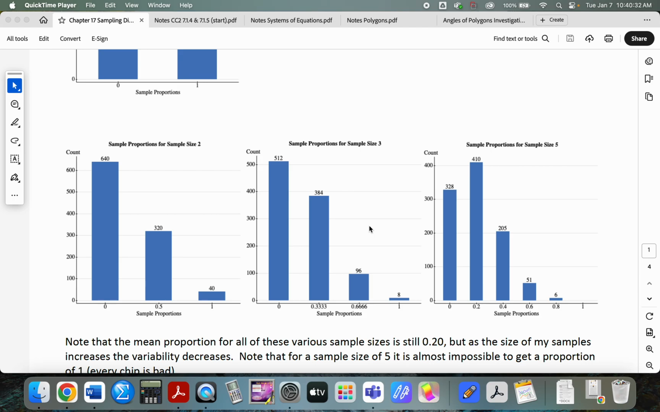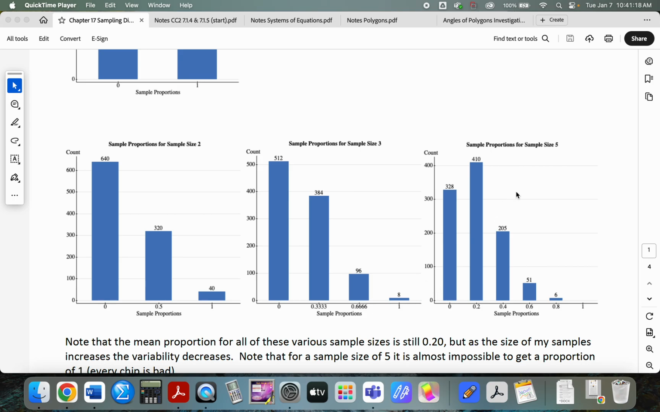Then when we get to a bigger sample size, notice it's getting harder and harder to get it to where all of the chips are defective, right? If you take a bigger sample, if there's only a 20% probability of getting a defective chip, then that number keeps going down, right? Let's say I took a sample of size 100. Well, the probability of getting every one of them to be defective would be 0.2 to the 100th power. That's a tiny number, extremely close to 0. Okay?